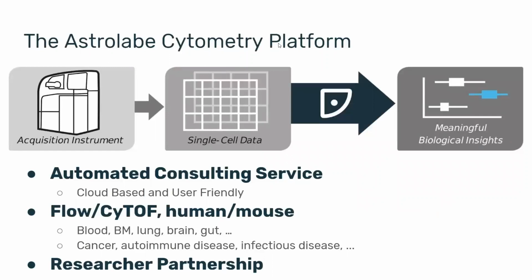Astrolabe supports flow cytometry and CyTOF, human, mouse, many different tissues, many different diseases. And most importantly, we're not some faceless software company. So in addition to the platform itself, we offer what we call researcher partnership, where if you have any questions about the analysis, what does this cluster mean? Can you tell me more about the statistics? Is this real signal or just noise? You can email us and we will help you address it.